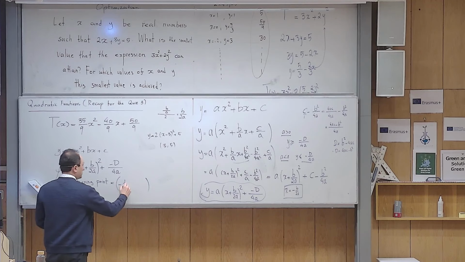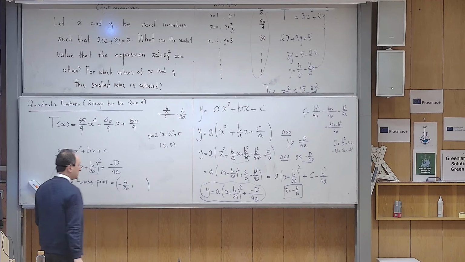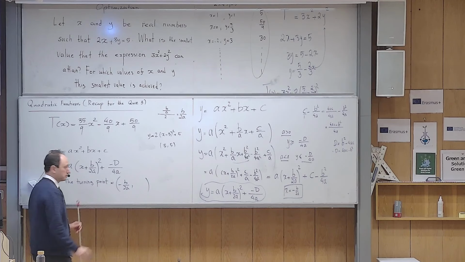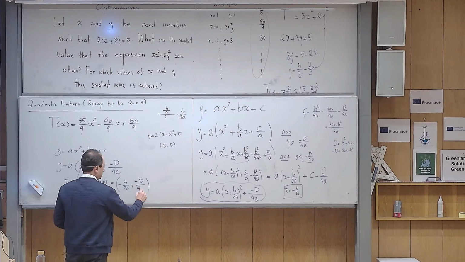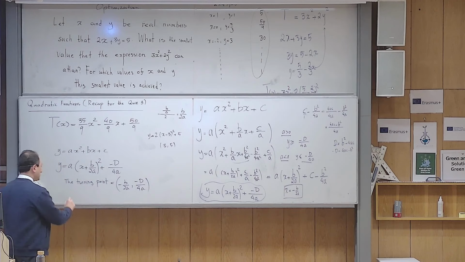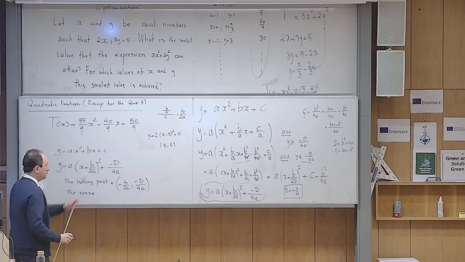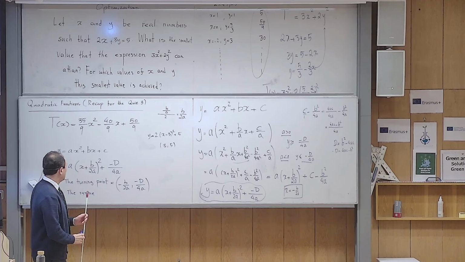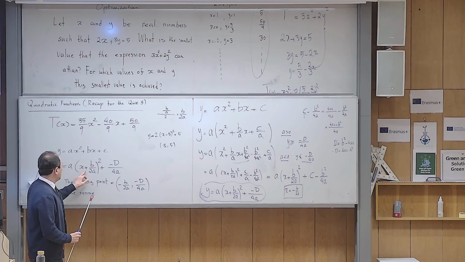Minus b over 2a is the x coordinate. What is the y coordinate? This number that you see there. What is the symmetry line? Why is it minus? Minus b over 2a, because it says plus there.